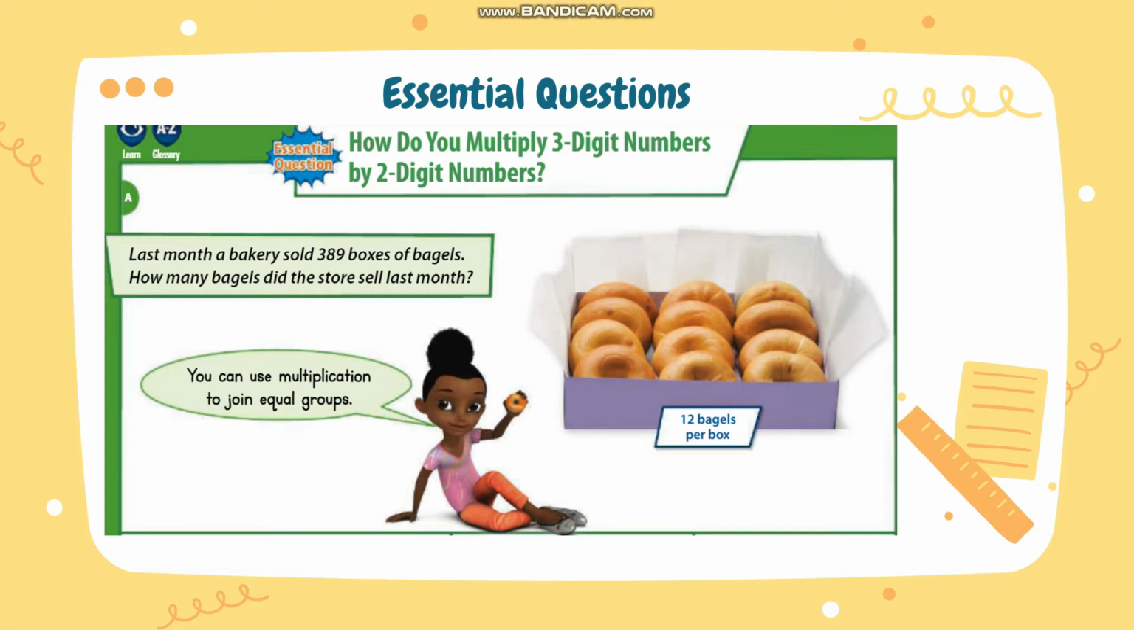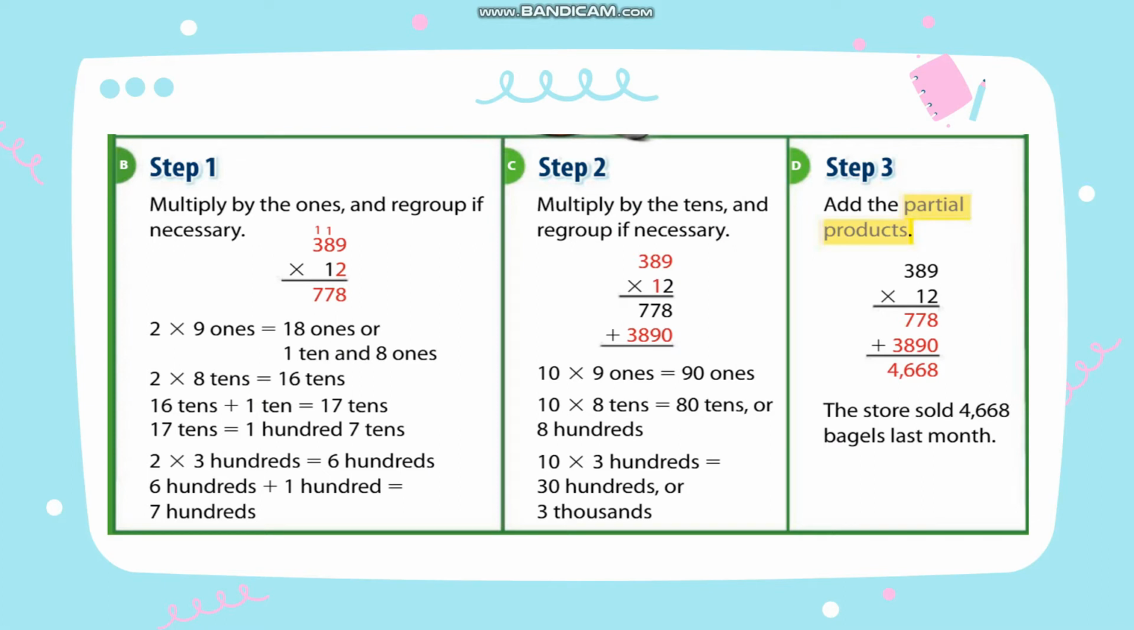Now, how do you multiply 3-digit numbers by 2-digit numbers? Let's analyze this question. Last month, a bakery sold 389 boxes of bagels, with 12 bagels per box. How many bagels did the store sell last month? We simply multiply 389 multiplied by 12. The first step is to multiply by the ones and regroup if necessary. 2 multiplied by 9 is 18, so 8 regroup 1. 2 multiplied by 8 is 16 plus 1 is 17, so 7 regroup 1. 2 multiplied by 3 is 6 plus 1 is 7. So the first partial product is 778.